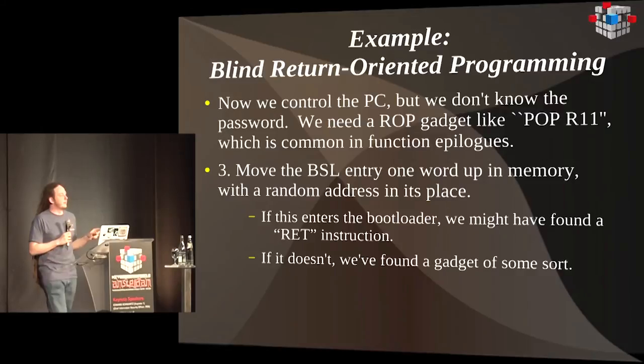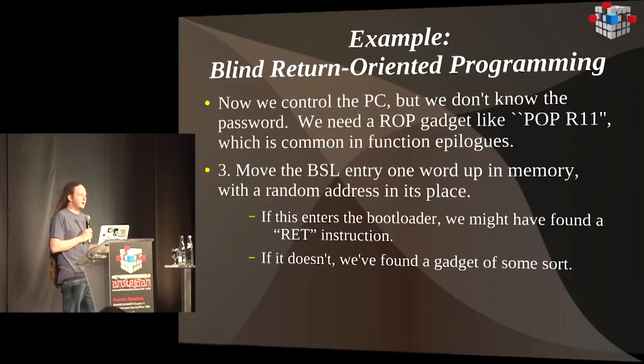Now that we control the program counter, we need to figure out the password. But we can't do that. So instead what we have to do is we have to find this pop R11 gadget. And the first stage to that is searching for the return statements, because we know that all gadgets in the ROP chain are going to come just before a return statement, especially when we're trying to move something out of the stack and into a register.